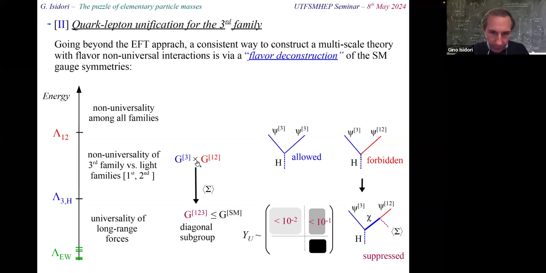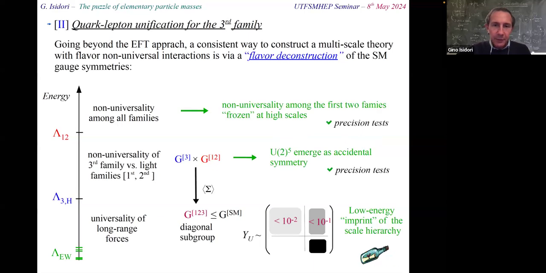So this idea of gauge non-universal interaction at high scale allows us to trade the Yukawa hierarchy in terms of scale hierarchy. And this scale hierarchy is stable. And actually, essentially only two scales are required to describe everything. Now, to summarize what this allows us to achieve: we have non-universalities among the families, which is frozen at high scale. And so actually this allows us to pass the precision tests.